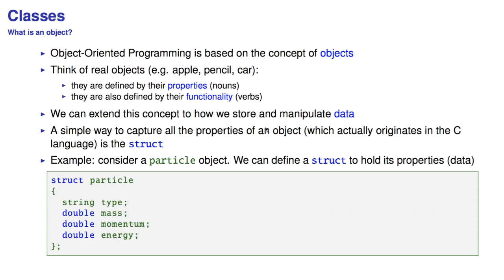Think about a particle, the way we would describe a fundamental particle in particle physics. You could define a struct to hold its properties. The struct is called struct particle. You open a curly bracket, close a curly bracket, and in between you say string type. So that string stores the type of particle, and we would have three double variables which store mass, momentum, and energy, for example. This is quite a good start if you want to do its properties.